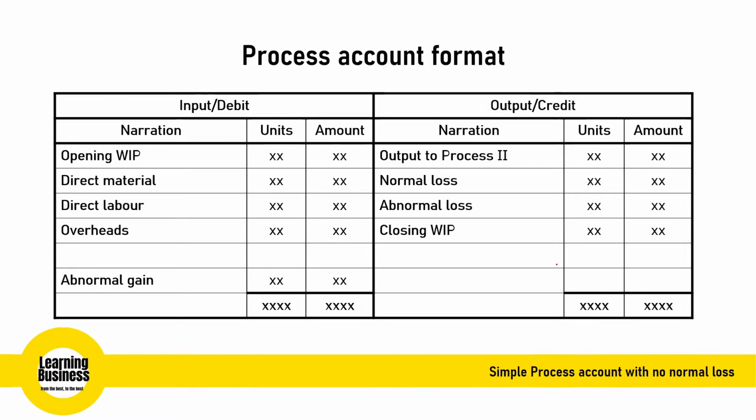And as I mentioned before, there should be two columns on either side of this particular account. One column to denote units, one column to denote the amount. And both columns on either side should balance with each other for your process account to be complete.